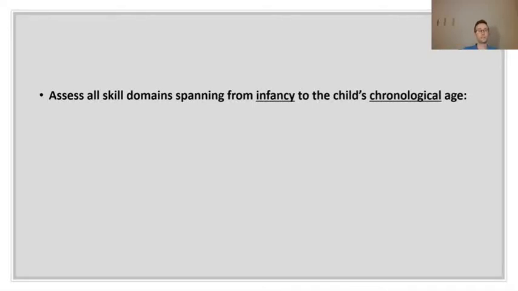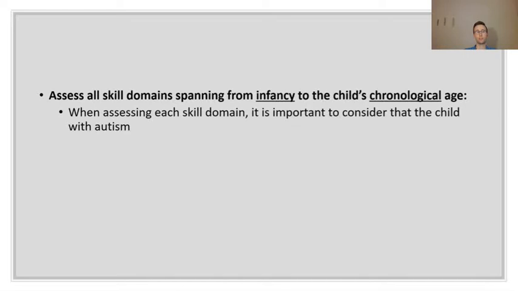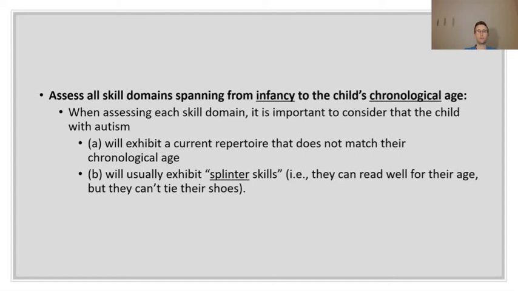Also, you want an assessment that will allow you to assess all skill domains spanning from infancy to the child's chronological age. Okay, and it's important in particular to consider that the child with autism will exhibit a current repertoire that doesn't match their chronological age. Remember, they're not on a typical developmental trajectory. Children with autism will usually exhibit splinter skills, which means they have great strengths in some areas and deficits in others. For example, they can read really well for their age, but they can't tie their shoes.